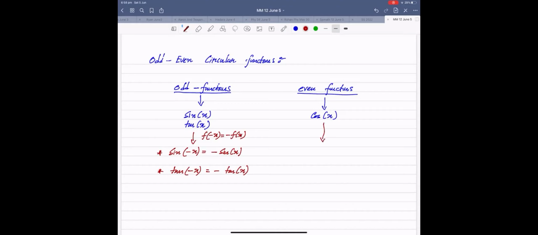Going back to even functions. An even function is when this is happening. So that means cos(-x) is equal to cos x. Okay. So this knowledge is badly needed. I try to explain it to you without any hole, so you try to absorb it without any hole.